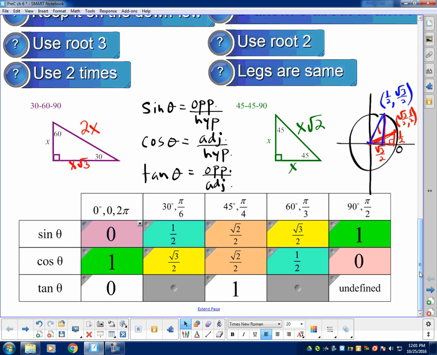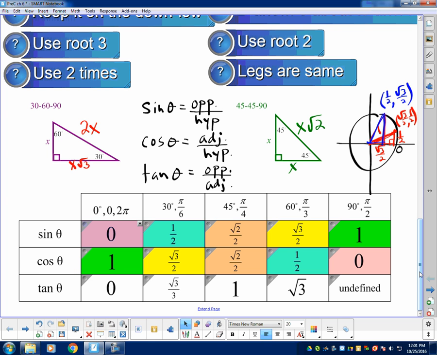And 1 over root 3 is not in simplified radical form, so I'm going to multiply by root 3 over root 3, which is root 3 over 3. Okay, so this one is root 3 over 3. And then this one is conveniently the 2's cancel, leaving just root 3. Yeah. So there's the table.